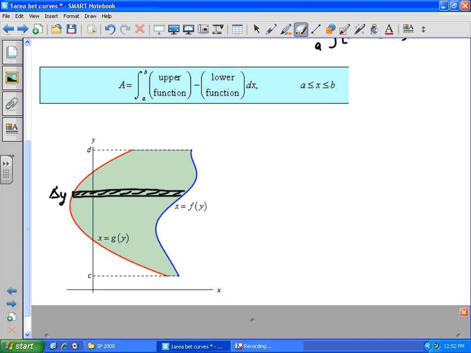And how about the length of this rectangle? What is this distance going to be?